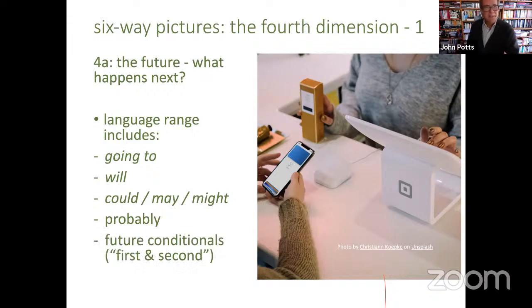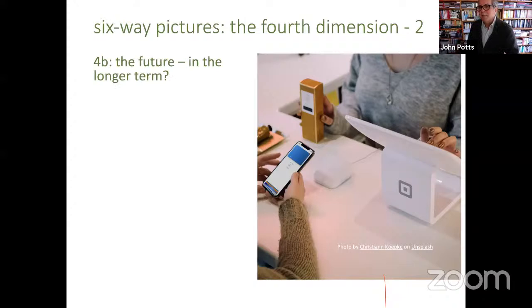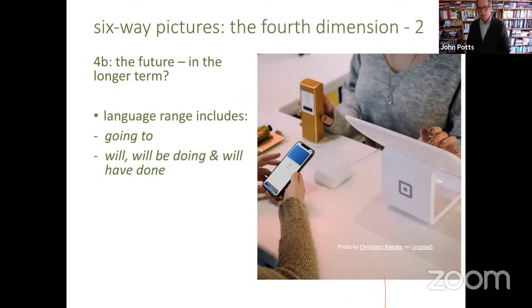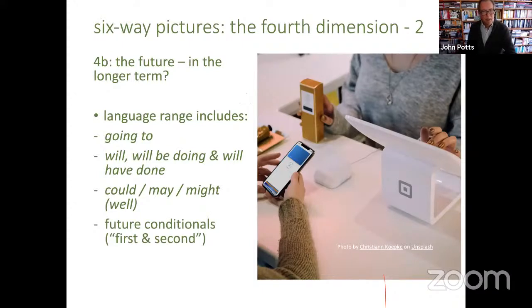And for the long-term future, the same idea, except of course they're more long-term. So again, we can use going to. Again, we can use will, but also things like will be doing and things like that. In 20 years' time, people will be buying much more online, in 20 years from now. So the future progressive, the future continuous. In 20 years, people might well not buy things in shops at all. We might use conditionals as well, future conditionals, and also make contrasts between now and the future.